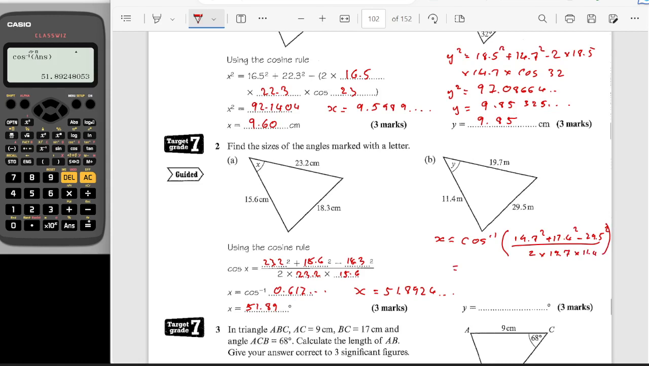Right, so I'm going to go half. As a fraction, I'm going to type it in 19.7 squared plus 11.4 squared minus 29.5 squared, and then divide that by 2 times by 19.7 times by 11.4. Right, check that I've typed everything in correctly. Can't see any problems.